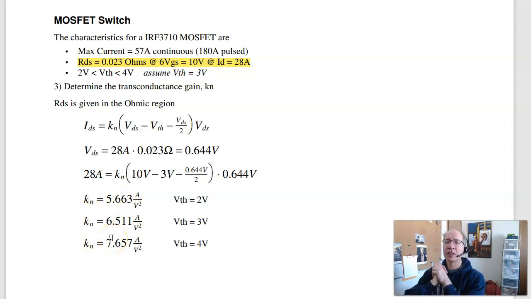Now with BJT transistors, the current gain beta varies quite a bit. For example, with a 3904 transistor, the gain is somewhere between 100 and 300. On MOSFETs, the threshold voltage varies quite a bit.